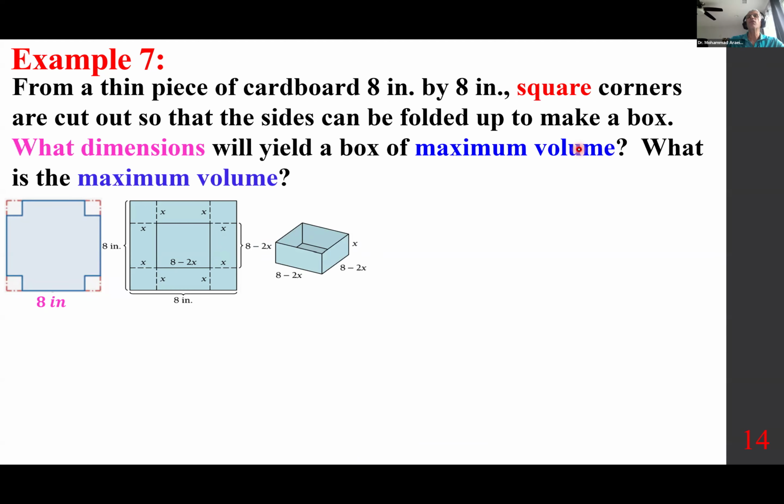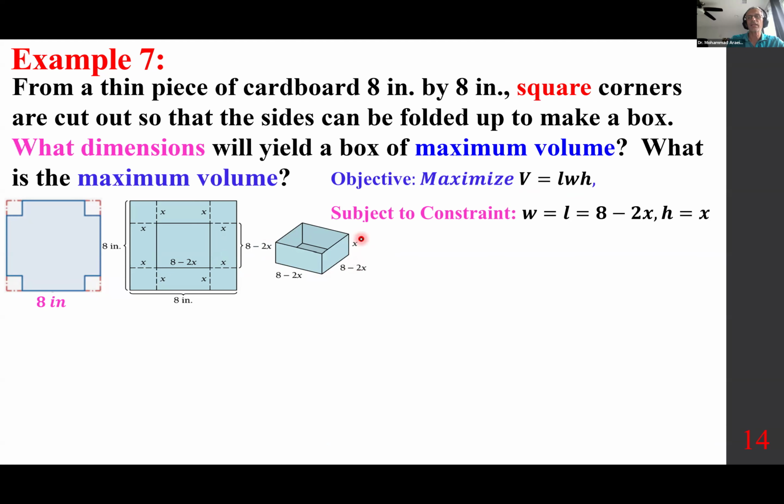We want to maximize the volume. So the objective is the length times the width times the height is the volume. The constraint is what we just made up here. The width equals the length equals 8 minus 2X. The height is X. And now to make volume a function of one variable X, just replace L, W, and H accordingly. And the volume becomes X times 8 minus 2X squared.